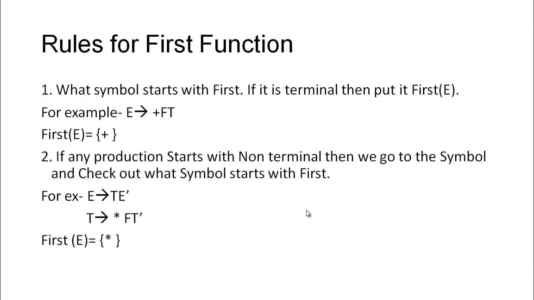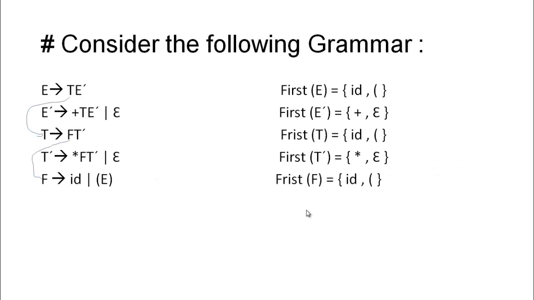So there are some rules for the first function and follow function. Okay, let's see. Consider the following grammar. You see here some productions like E implies T E prime, E prime implies plus T E prime or epsilon, a combination of terminal and non-terminal symbols. Terminal symbols are lowercase letters, operators and parentheses, and non-terminal symbols are uppercase letters.